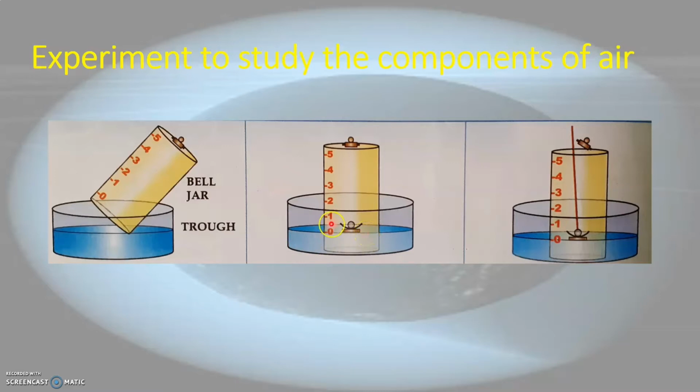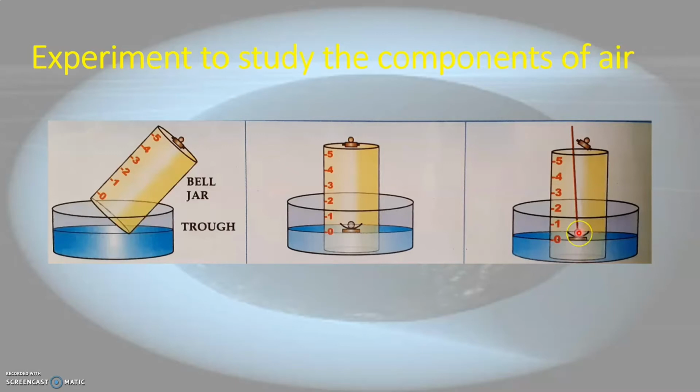Now this crucible containing phosphorus is placed on a cork and then it is made to float in this water inside this bell jar. After that, we need to ignite this phosphorus with the help of an iron rod. That is, this iron rod that is heated is inserted into this bell jar and phosphorus that is placed in this crucible is ignited.